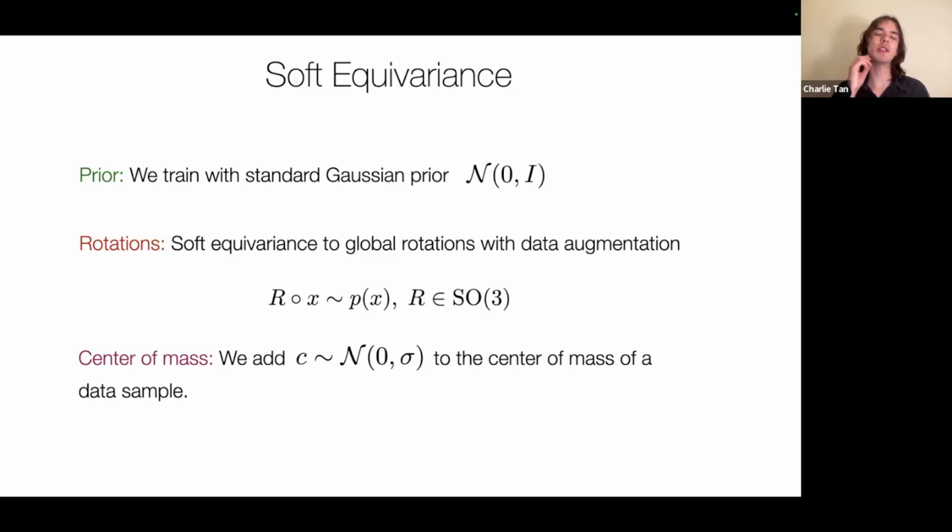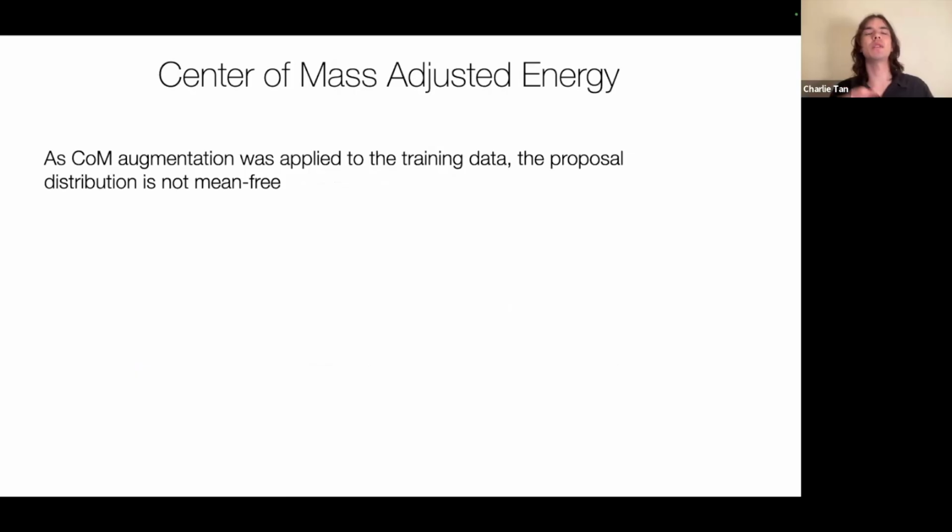But in doing so, because the training data had this center of mass distribution, and actually, just to clarify, the training data is centered on the origin until we add this noise, so we know exactly what the centroid distribution is. It's this Gaussian. Because it was applied to the training data, the proposal distribution is also going to have the same or approximately the same distribution over the centroid.